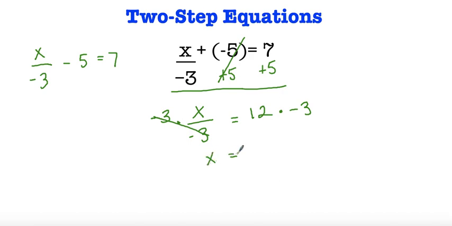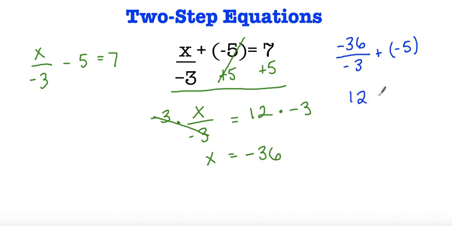So x is equal to 12 times negative 3. So 12 times negative 3 is negative 36, and that's it. So to go back and check my work, I have to substitute. So negative 36 divided by negative 3 plus negative 5. Negative divided by a negative is a positive, and 36 divided by 3 is 12.